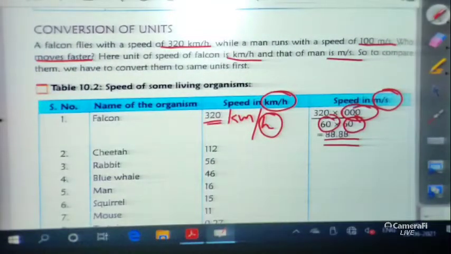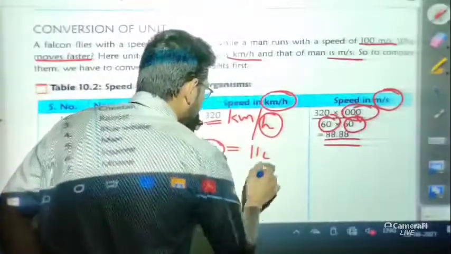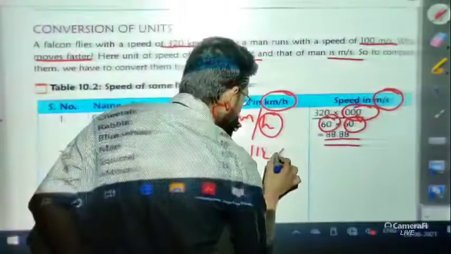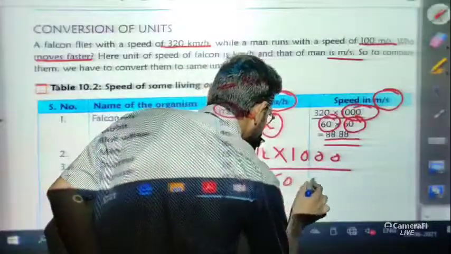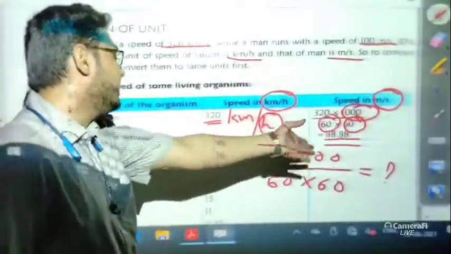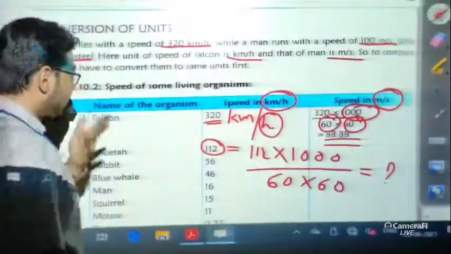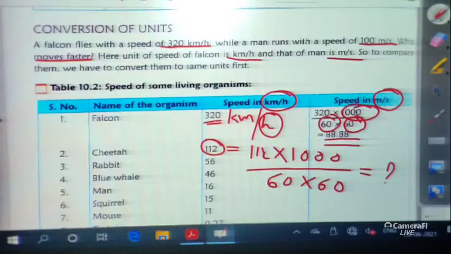I hope you have understood this conversion. Very easy one. Let us take one more example: 112 kilometer per hour. If we convert it into meter per second, it is 112 into 1000 divided by 60 into 60, and the result will be in meter per second. So you multiply by 1000 and divide by 60 into 60, that means 3600. That is the process to convert it.